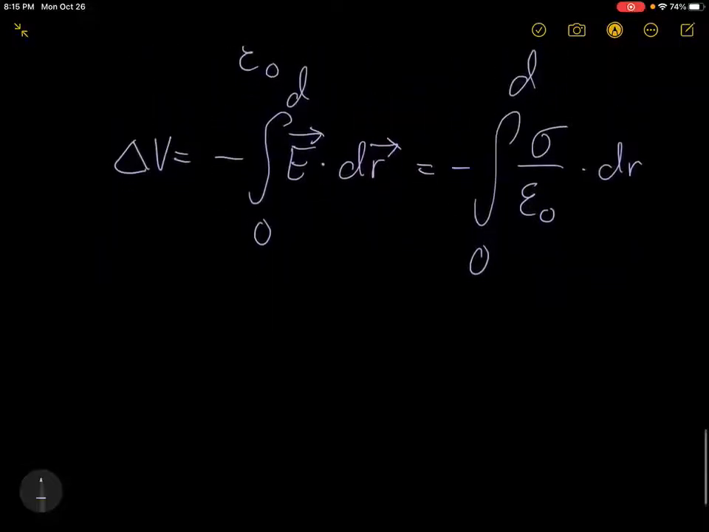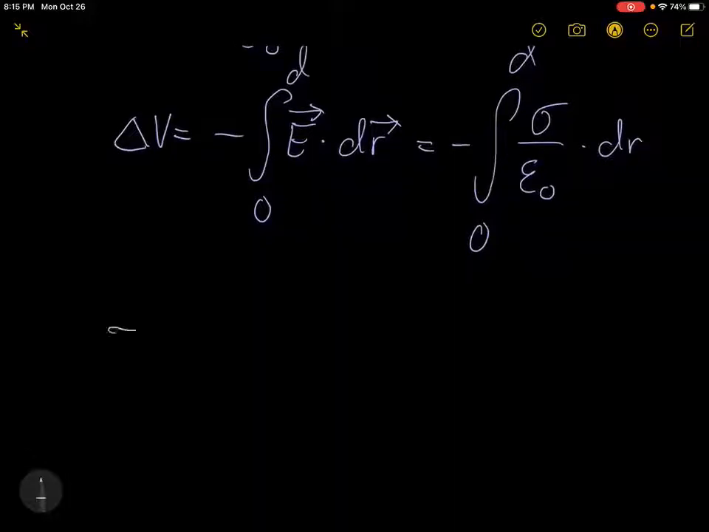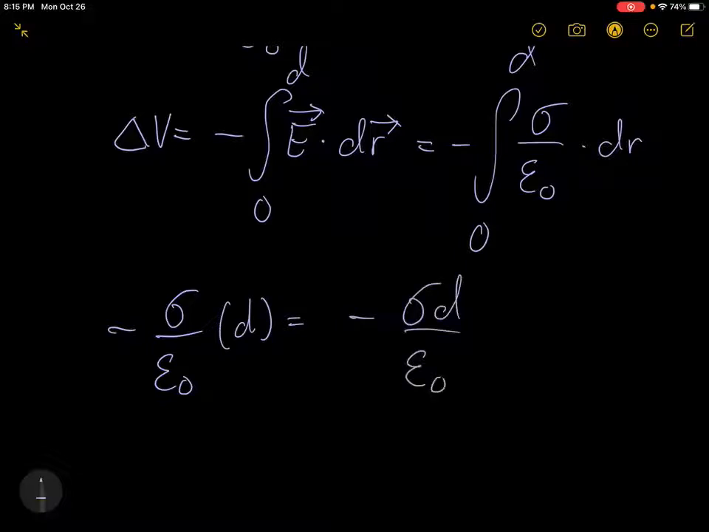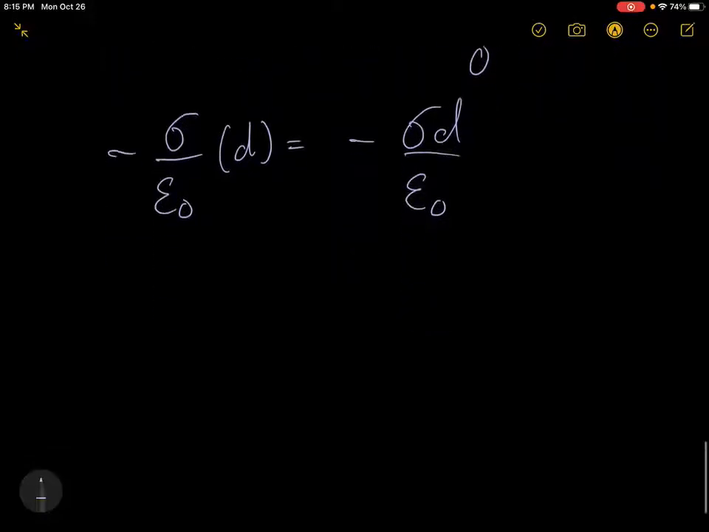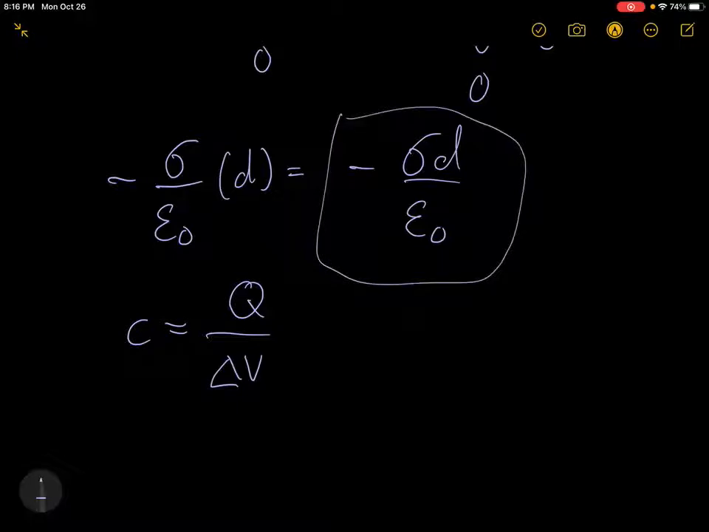And if we integrate this, we find that it's pretty much just negative this times d. So then we get negative sigma times d over epsilon naught. And yeah, we're almost done. As I mentioned earlier, the general formula for capacitance is charge over voltage. And we just found the voltage. So now we can just divide. And since capacitance has to be positive, we just ignore this negative sign.